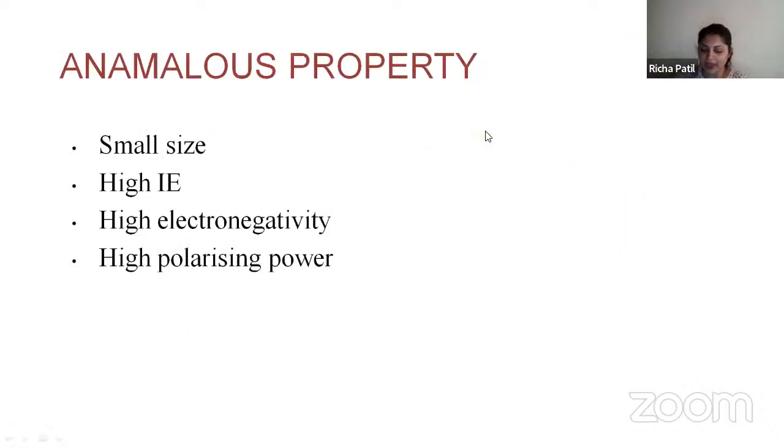What do you mean by anomalous properties? Anomalous properties are shown by the first element. In group one, the element which shows anomalous properties is lithium.